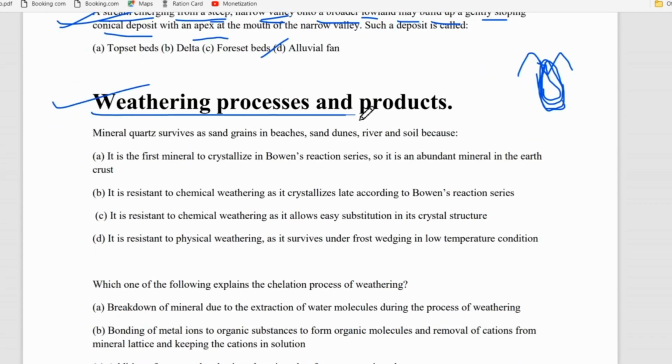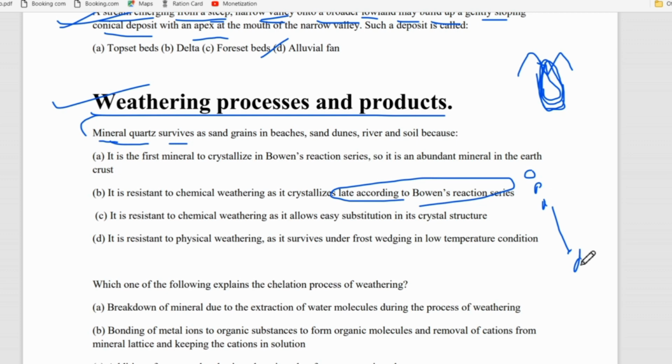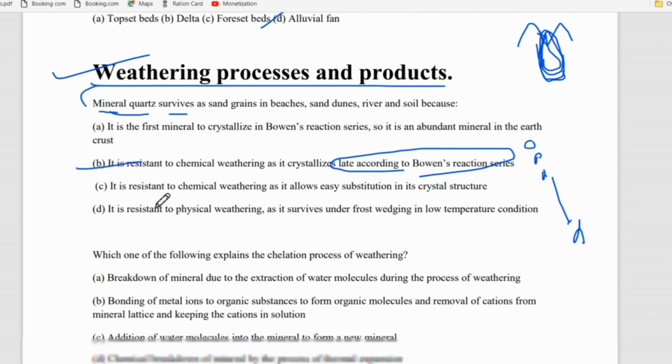Next topic is weathering processes and products. So the first question they made out of it, which you can see, is related to Bowen's reaction series, that the mineral quartz survives. Why? We all know because it crystallizes late. The first mineral which crystallizes in Bowen's reaction series is olivine, pyroxene, amphibole, and last is quartz. Okay, so it is B.